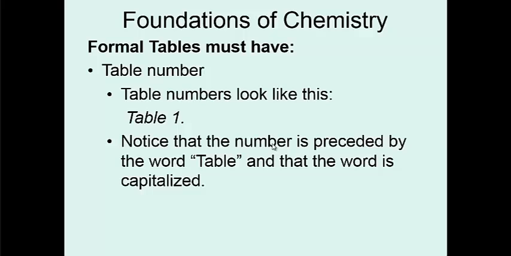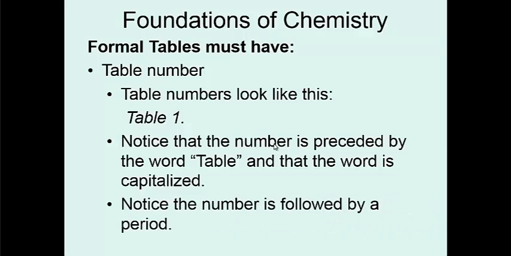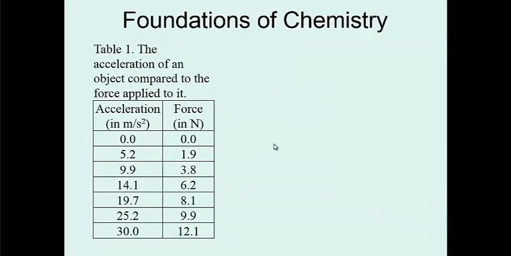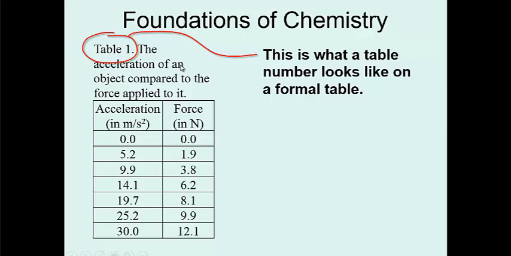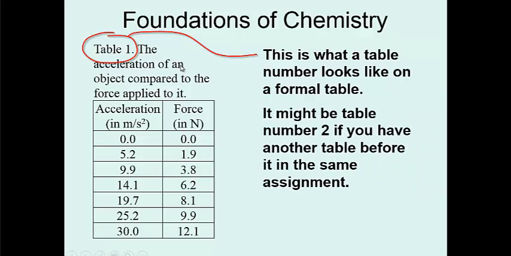And then they have to be capitalized, the number followed by a period. So this is what it would look like. Here, if you look at the top, it says Table 1. Table 1, the acceleration of an object compared to the force applied to it. Okay. Now, Table 1, there's your table number. Okay, and then we're going to move on to other things here in a minute. This is what a table number looks like in a formal table. And Table 2 is followed by Table 3 and so forth.